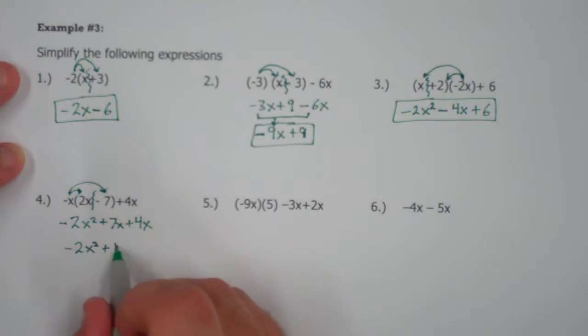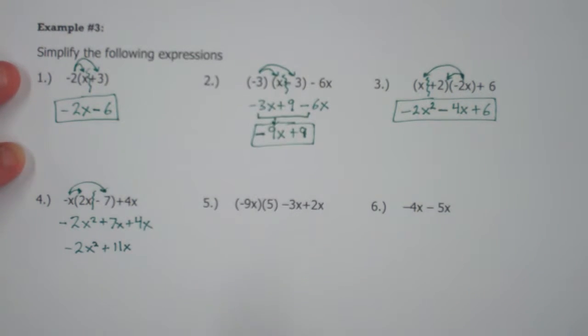7 plus 4 is 11, and we're talking about x's, so it'll be 11x. Notice how this term has an x squared, this term has an x, and we can't add those together. They aren't like terms.